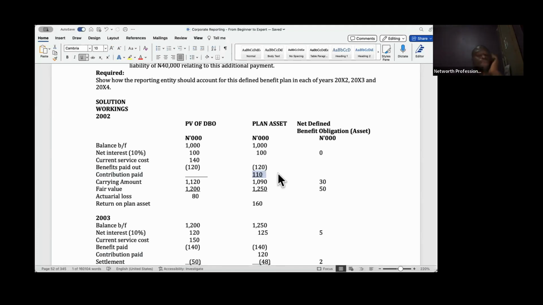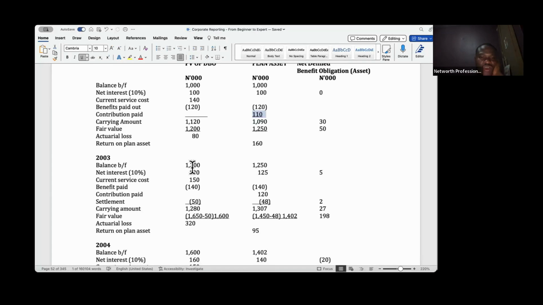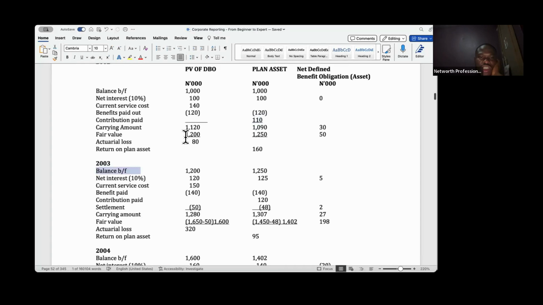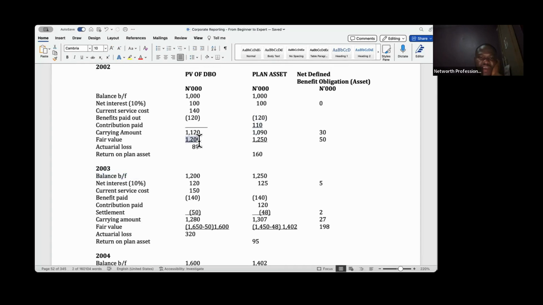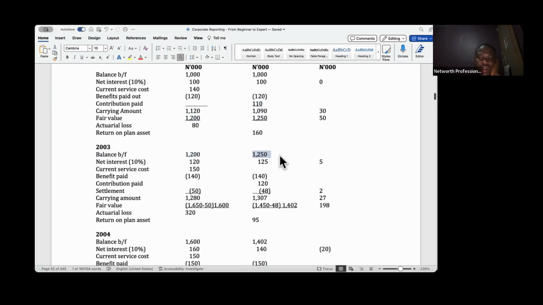Okay. Now, in 2003, my brought forward will now be the closing of 2002, which is the fair value. Obligation, 1,200. Assets, 1,250. Then, in order not to forget, I'll quickly do my net interest, which is 10% of the opening values. So I have 120, and 10% of 1,250, I have 125. My asset is higher than my obligation, yeah, by 5, positive 5.